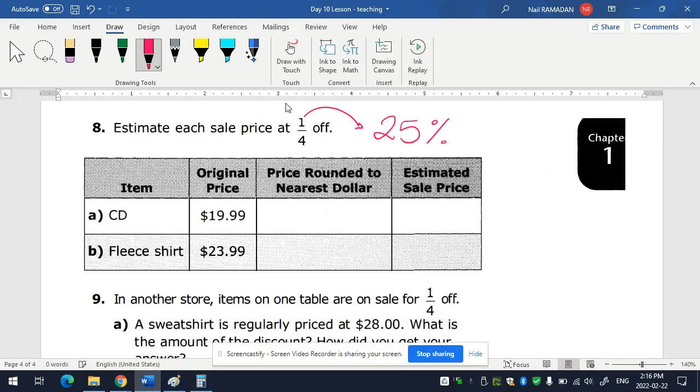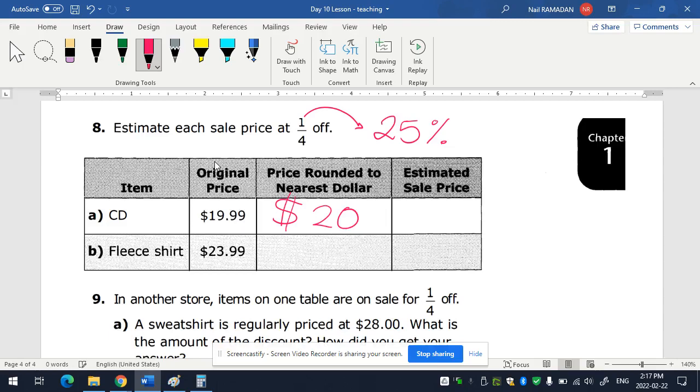All right. What do they want? So the first item sells for an original tag price of 19.99. First, they want you to round the price to the nearest dollar. Well, that's easy. That is a solid 20, or 20.00, but let's just say 20. So estimated sale price. Oh, you have to multiply.